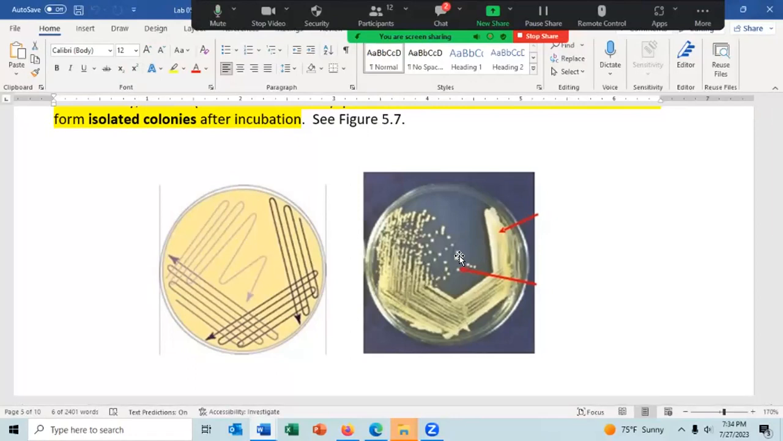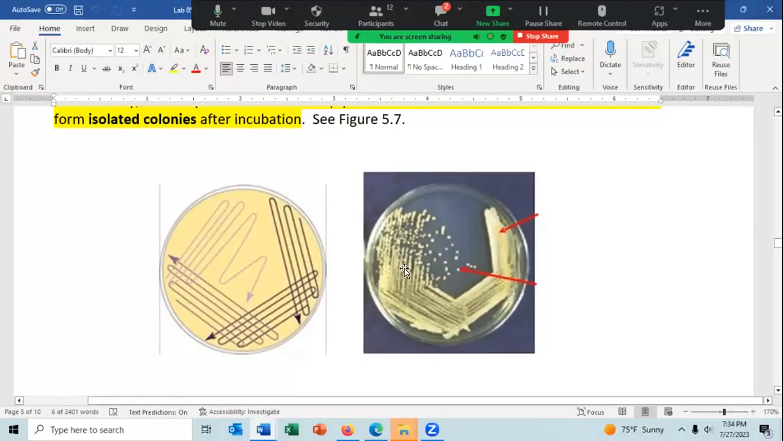If the culture were more dilute than this, you get the isolated colonies from quadrant 3. And if it's more dilute than that, you get it in quadrant 2. And if the cells are very dilute to start with, you'll get the isolated colonies in quadrant 1. Any question about any of that?